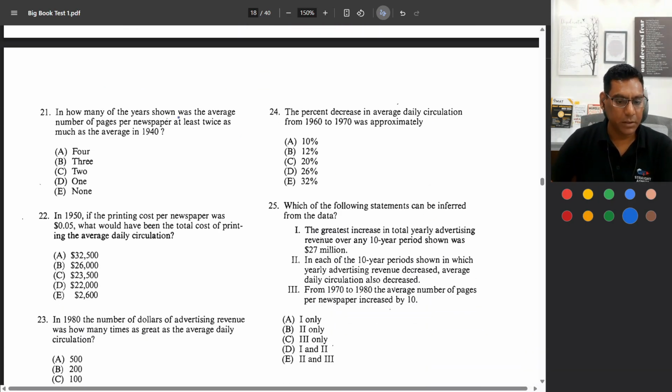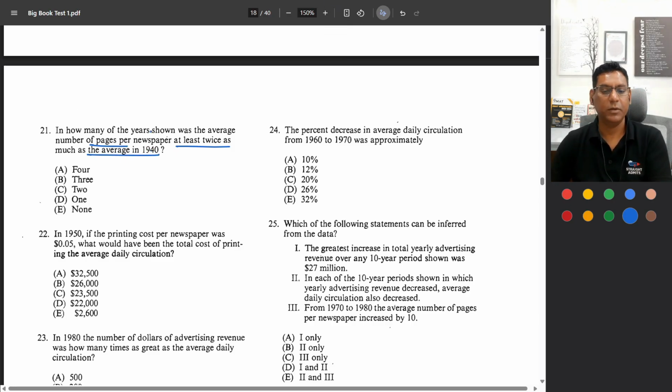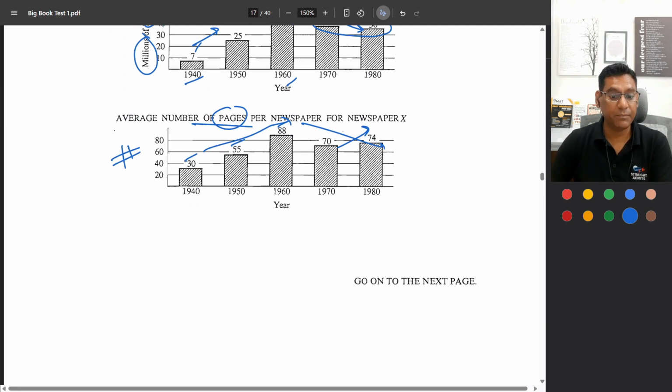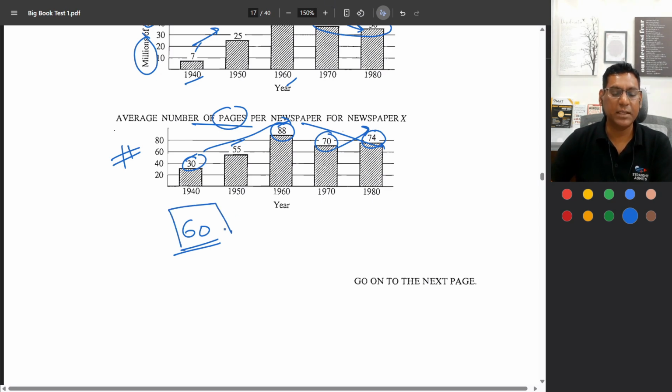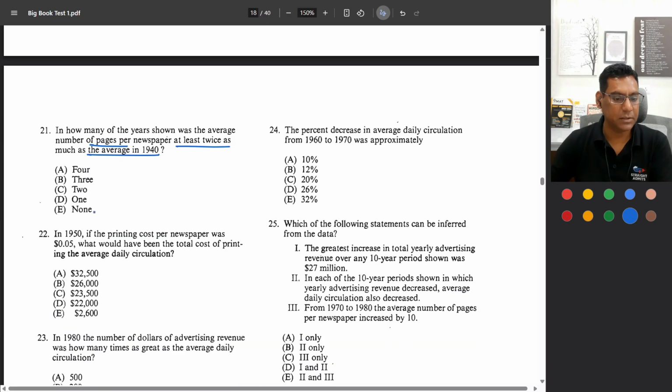In how many of the years shown was the average number of pages, that means the third graph, number of pages per newspaper, at least twice as much as the average in 1940? Okay, so what is the average in 1940? The average is 30. Twice that average is 60. In how many of the other years was this average beaten? 88, 70, 74. 3 years the average was greater than twice the average of 1940. So 3 should be the answer. That would be 3. Okay.